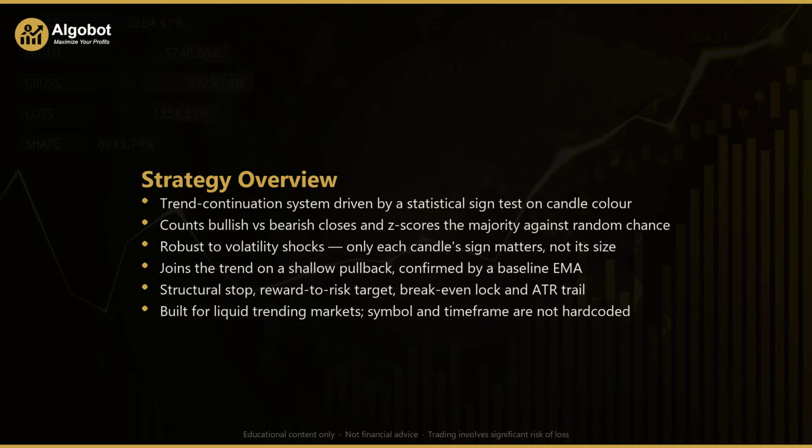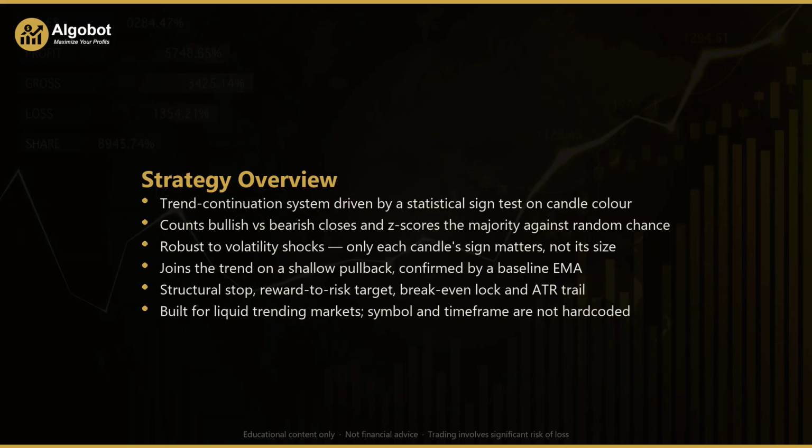Most trend filters, moving averages, momentum, slope, and the like, react to the magnitude of price moves, which means a single oversized candle can distort them and cause whipsaws. This strategy throws magnitude away entirely. It asks a purely categorical question using a classical statistical test called the one-sample sign test.